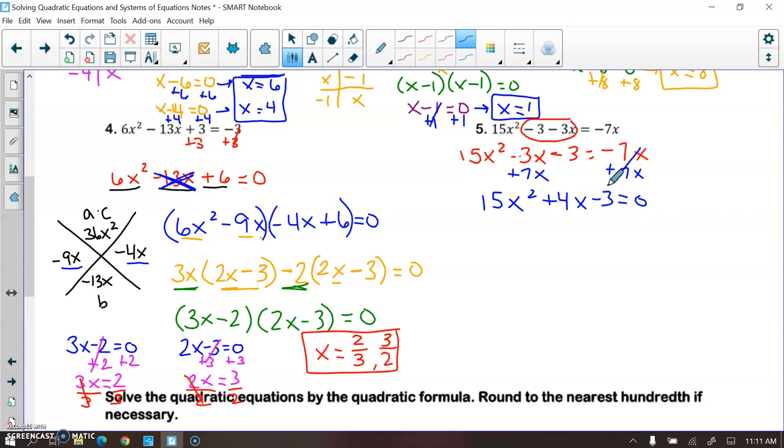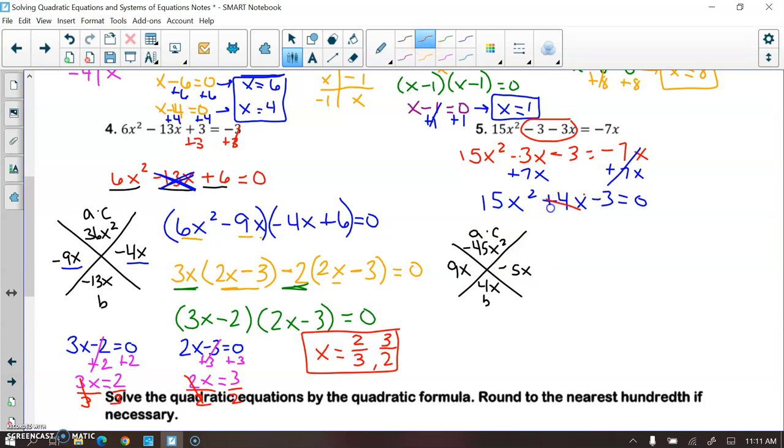So none of my terms are divisible by the same number, so I'm going to need to use the x method. And the top of my x is my a times my c. So a 15 times a negative 3 would be a negative 45x squared. And the bottom of my x is my b, so that would be a 4x. I would need two numbers that, when multiplied together, equal negative 45x squared, but when added together equal a 4x. That's going to be a positive 9x and a negative 5x, and it doesn't matter what order those go in.